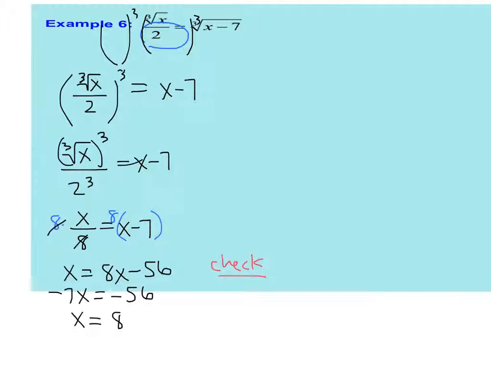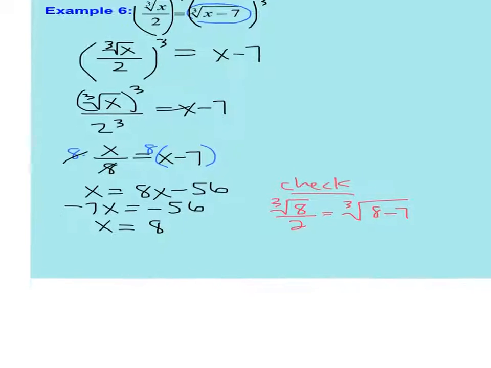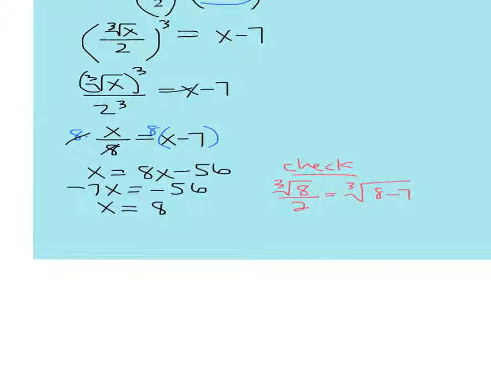So we got to make sure the cube root of 8 over 2 is equivalent to the cube root of 8 minus 7. Move the screen up a little. There we go. So the cube root of 8 is 2. So 2 over 2 we're making sure is equal to the cube root of 1. This is 1 equals 1. So the correct answer is x equals 8.